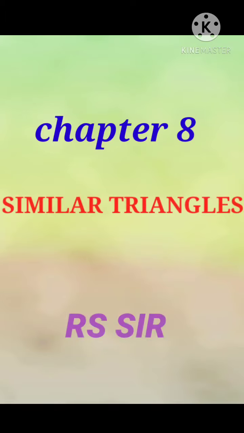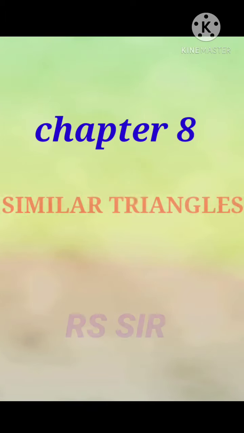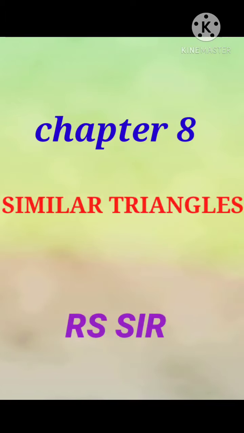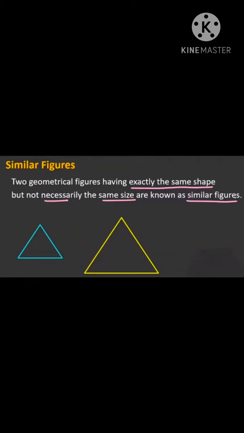Now I am introducing the new chapter, the 8th chapter, similar triangles. We have two types of conditions on similar triangles. There is similarity of triangles, and one more is congruent figures and similar figures. See, these are congruent figures. Two figures with the same shape and same size are called congruent figures. Observe, these two figures overlap each other and one fits on the other completely.